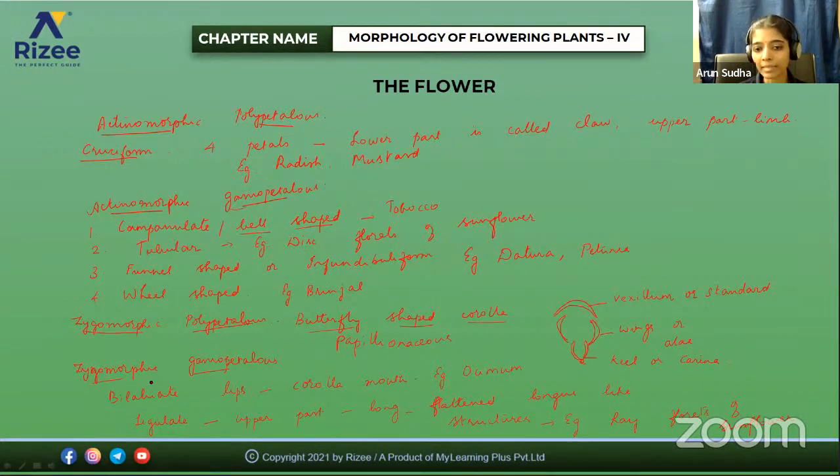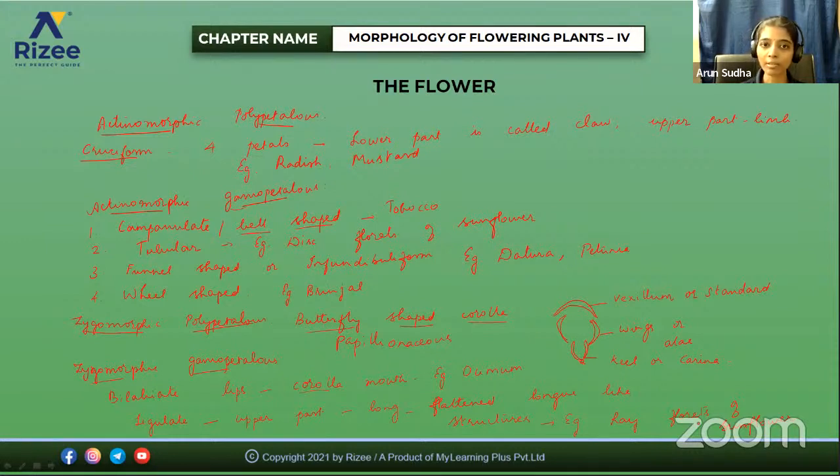And then under the next category, that is zygomorphic gamopetalous, bilabiate, lips, corolla mouth. That is, they have the two lips, and in between the lips they have the mouth, that is corolla mouth. Example is ocimum, the place in between the lips is called the corolla mouth. And the next type is ligulate. Here the upper part of the petal is long, and they look like flattened tongue-like structures with short narrow tubes. And example is ray florets of sunflower. So these are the different forms of corolla.